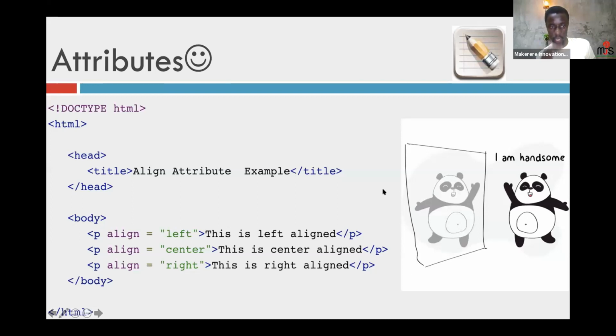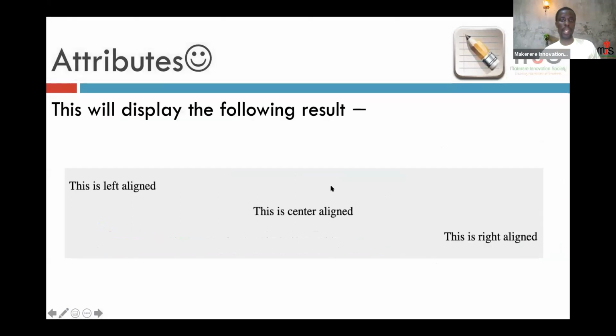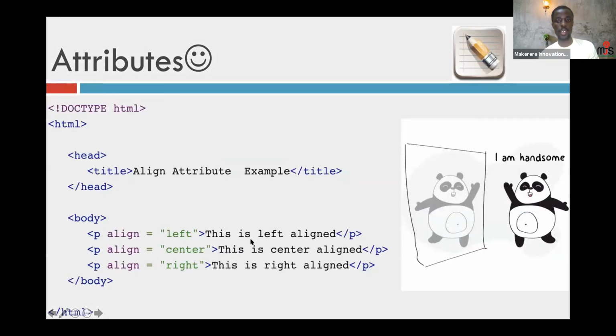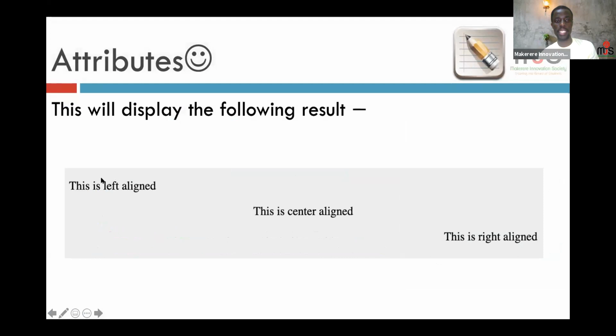So when we look at attributes, this code is supposed to display things like this one to the left, this one in the center, and this one in the right hand side. As we said, let me just share the whole screen.